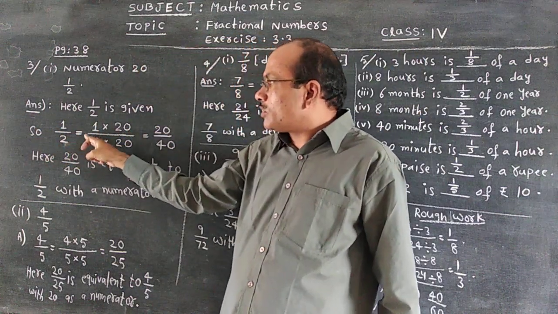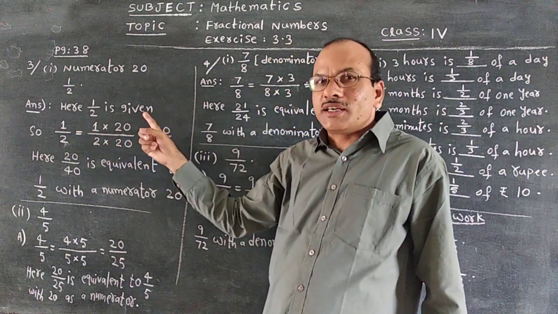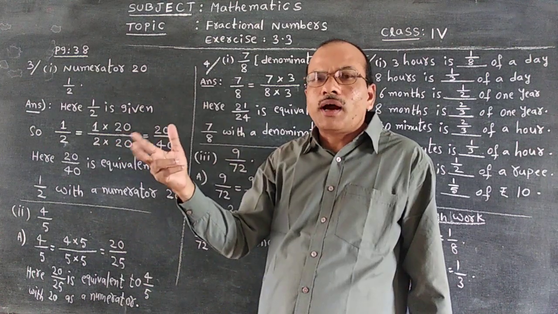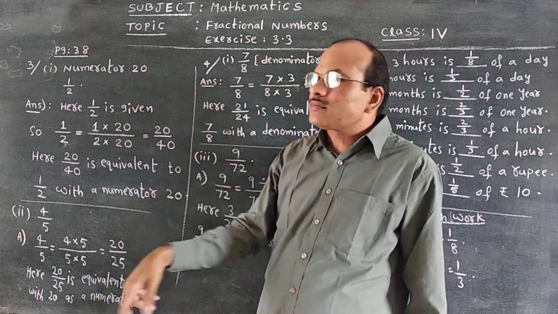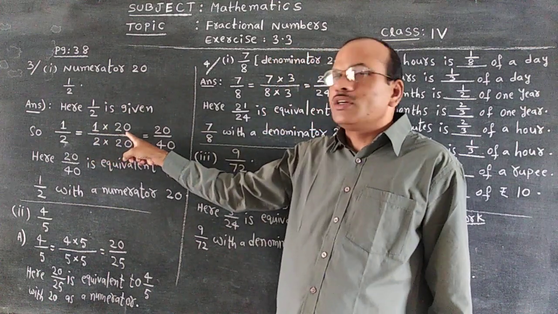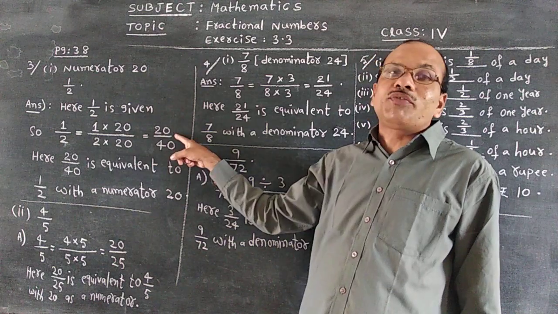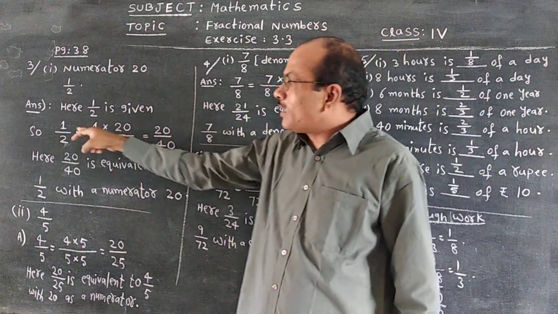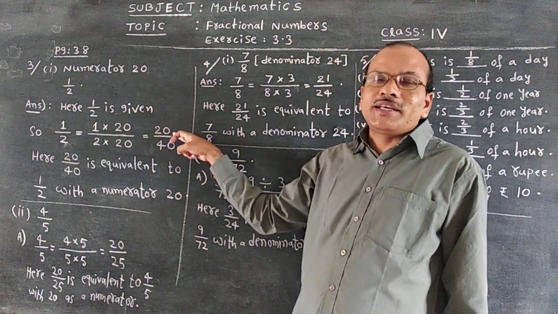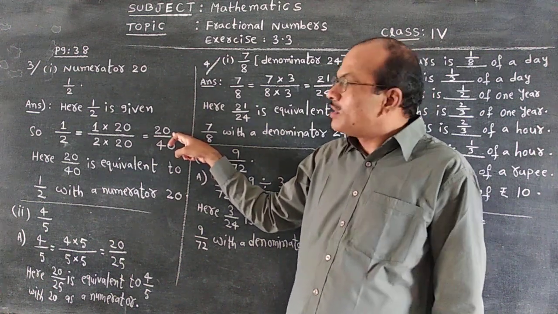1 by 2 is equal to... That 1 should convert into 20. For that we should multiply or divide that 1. Multiplication. 1 should multiply with 20. Then only 1 into 20 gives you 20 as the numerator. 1 changed as 20 as the numerator. Since they have asked, we are doing that job.